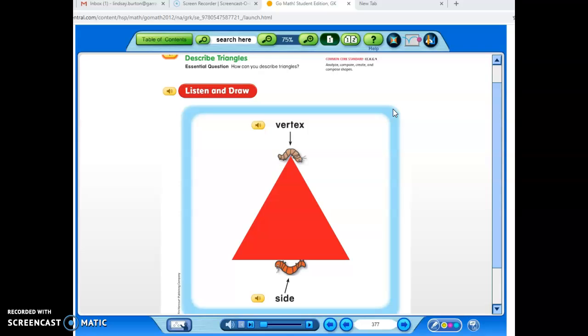And then let's look. We have two little worms again on this red triangle. Look at this orange worm down here. He is resting on one of the triangle's sides. Let's take our finger and trace along those sides and count them. A triangle has 1, 2, 3 sides. I want you to pick up your pencil and trace along the sides of that triangle.